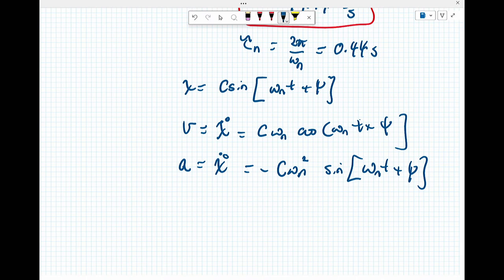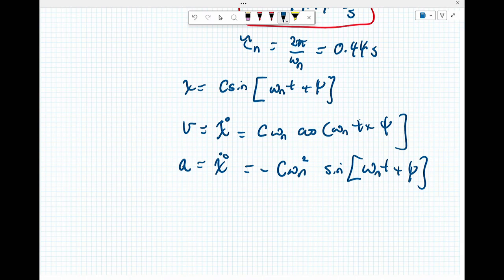So you know what omega n is. You're going to just set t equal to 0 or maximum value. And from that, you can just calculate where you're going to go with that. And this x dot, what does that say? C omega n, cosine of omega n t plus psi.